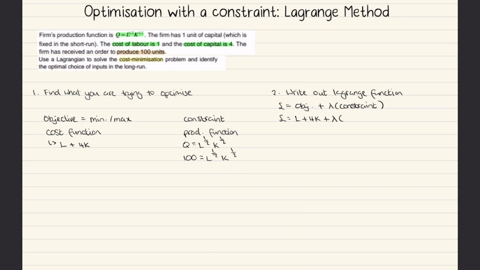So just for our lives to be easier, I'll do 100 minus L to the half multiplied by K to the half. And now we have everything within a constraint on one side, which is just equal to 0. So once you've done that, you write out your first order conditions.